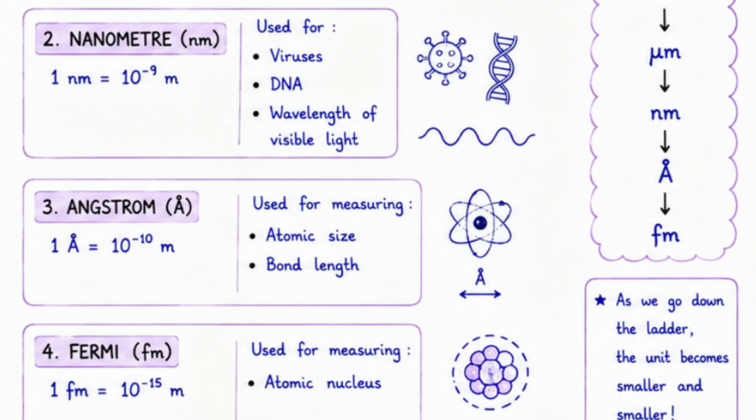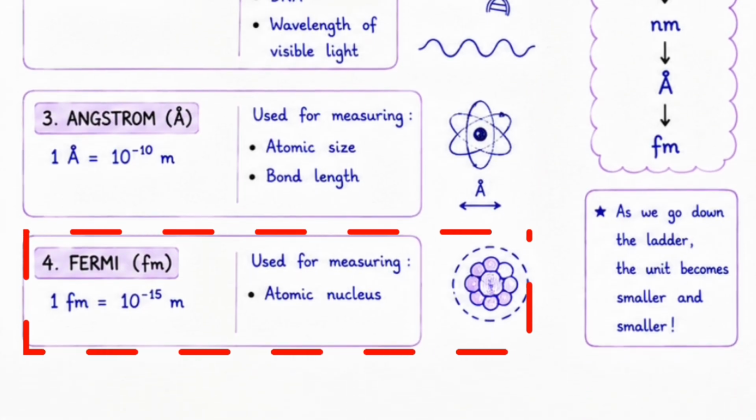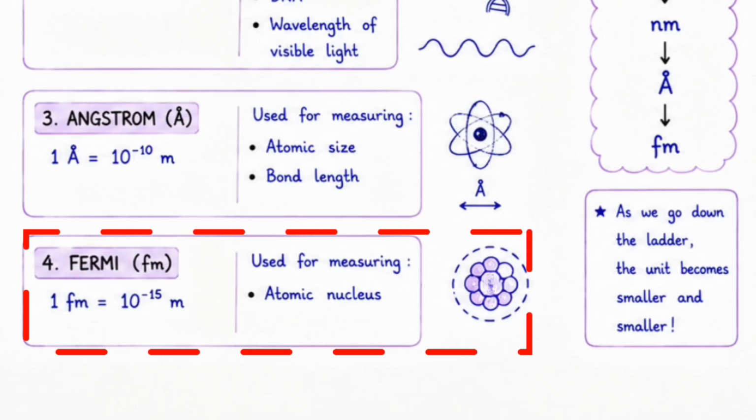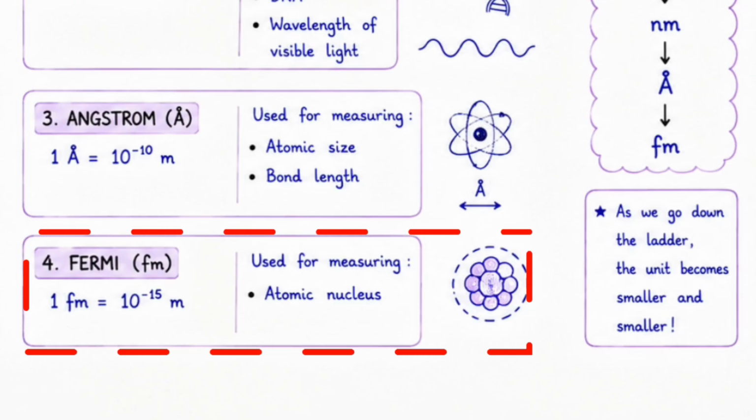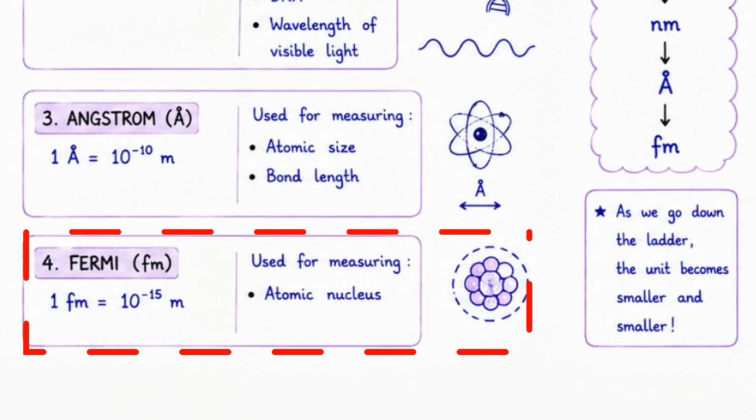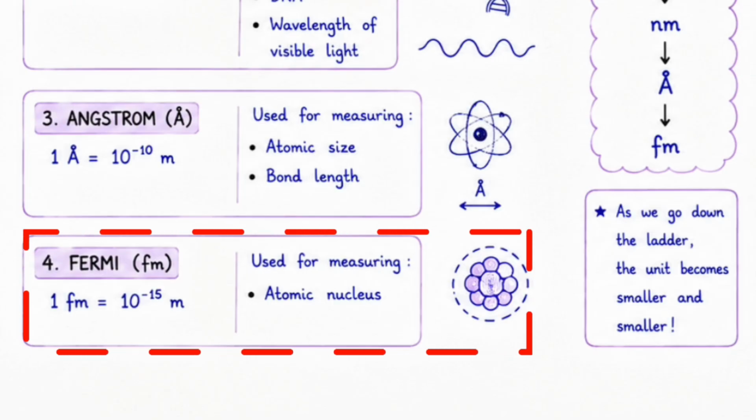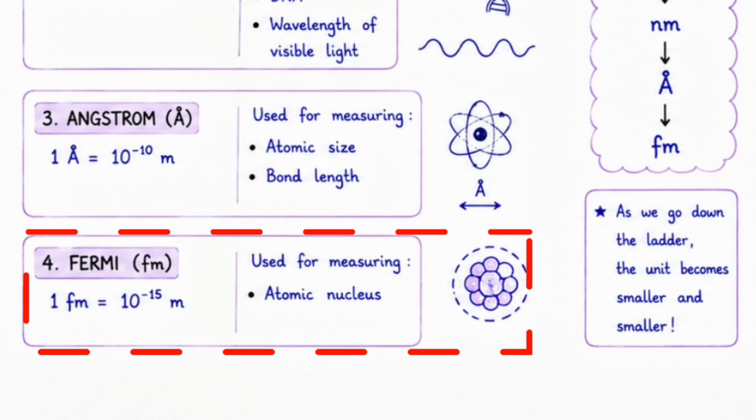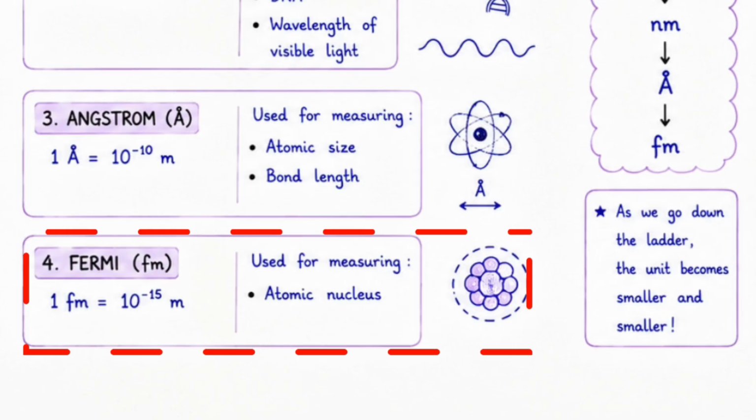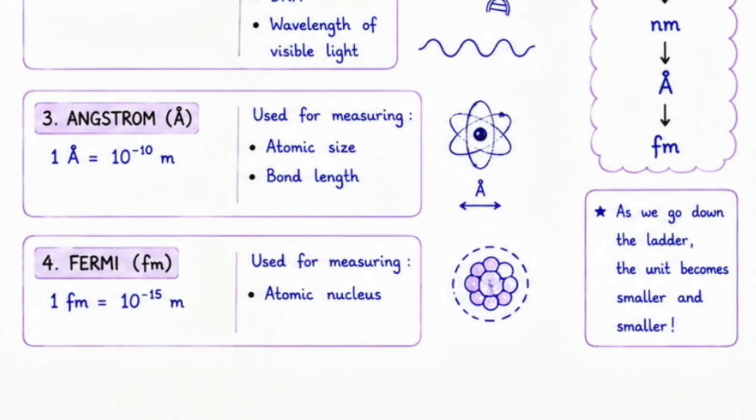The next unit in this category is the Fermi meter, the smallest unit in our notes today. The symbol used for this is fm. 1 Fermi means 10 raised to the power minus 15 meters. It means 1 meter is divided into 1 quadrillion equal parts and one part gives 1 Fermi. This unit is mainly used for measuring the atomic nucleus and nuclear particles. For example, the diameter of a proton is about 1 femtometer. Whenever physicists study nuclear physics, they usually use the femtometer or Fermi as the unit of measurement.